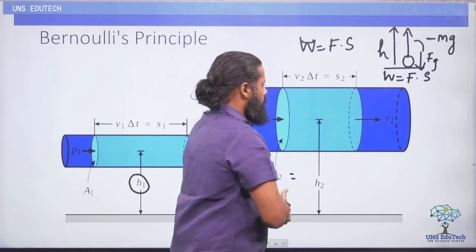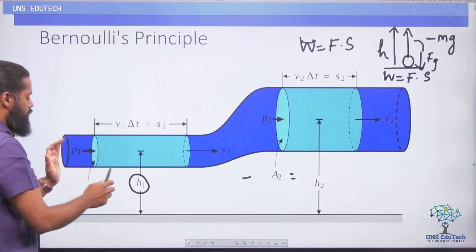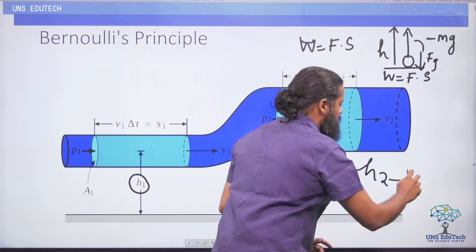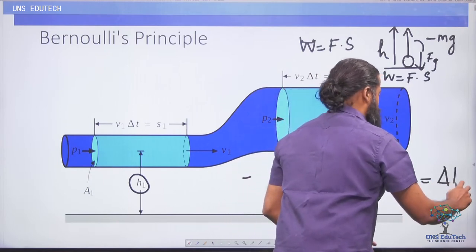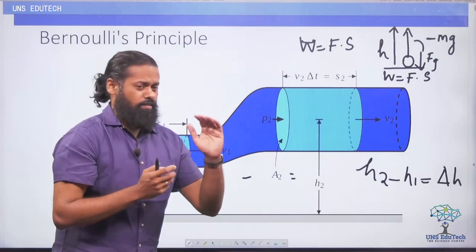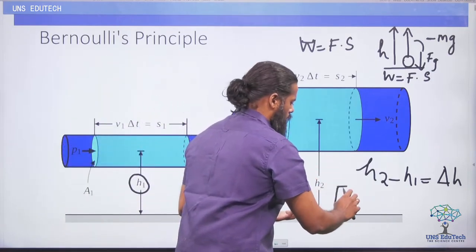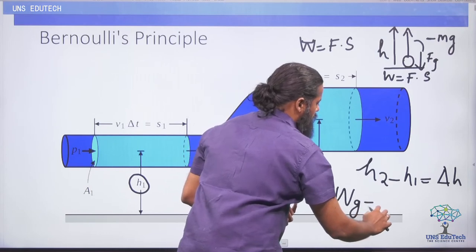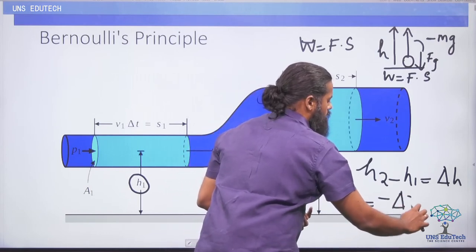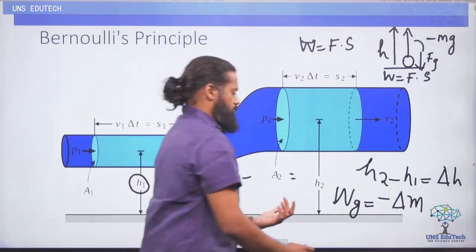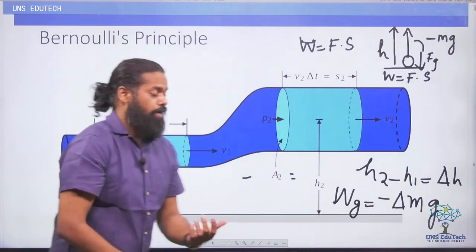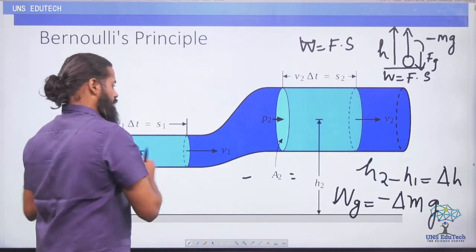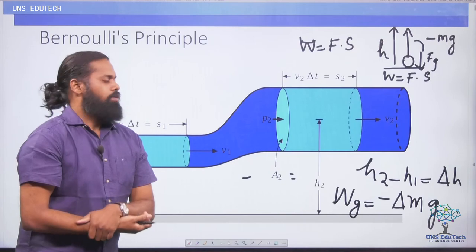Okay, so here the same thing is applicable. You are lifting the body from this location to this location. If you take the quantity H2 minus H1, this is nothing but delta H, the height difference. So the work done by gravity will be equal to minus of the small mass we lifted, delta m, into g. This negative is coming because when you are lifting a fluid from a lower level to a higher level, work done by gravity will be negative. So that is the work done.